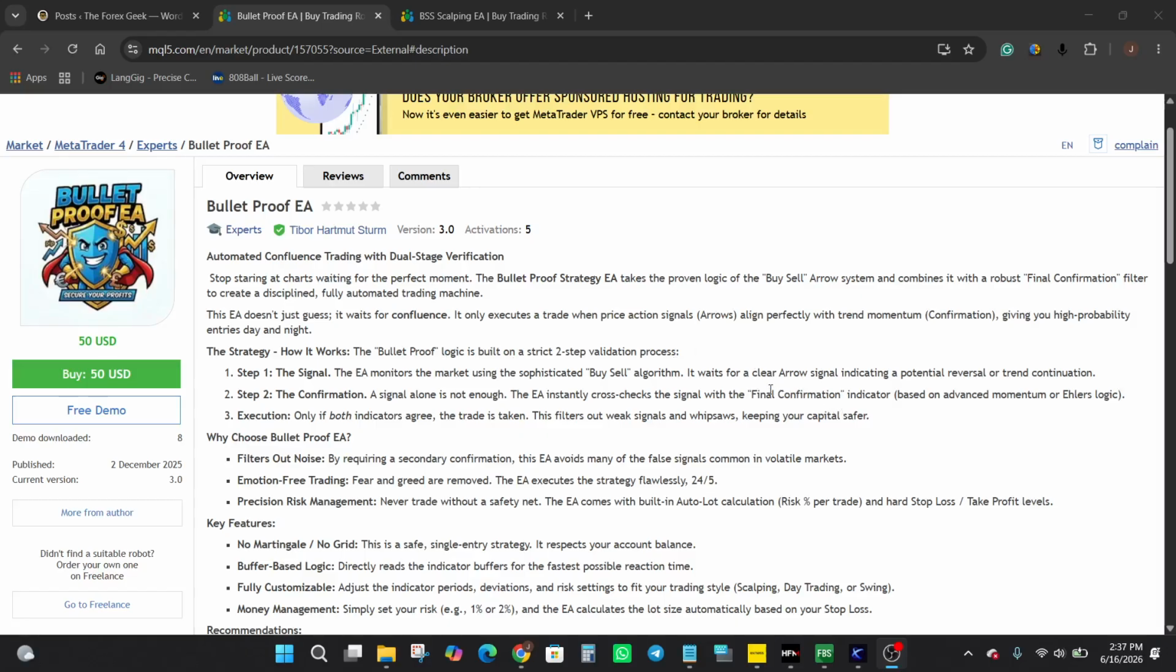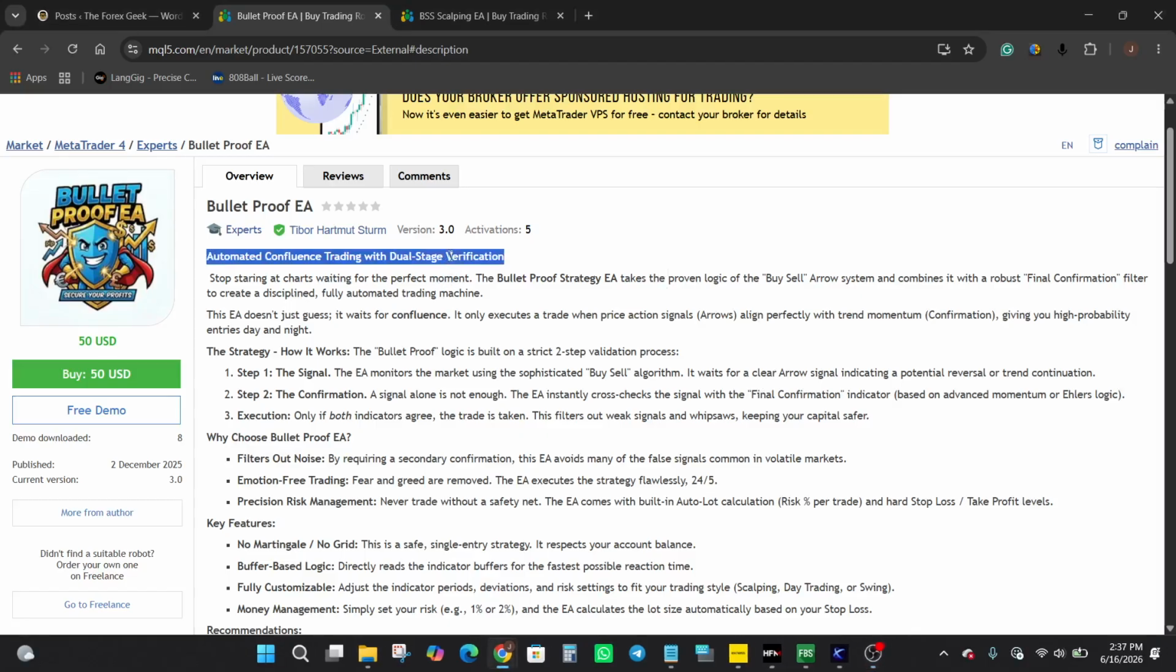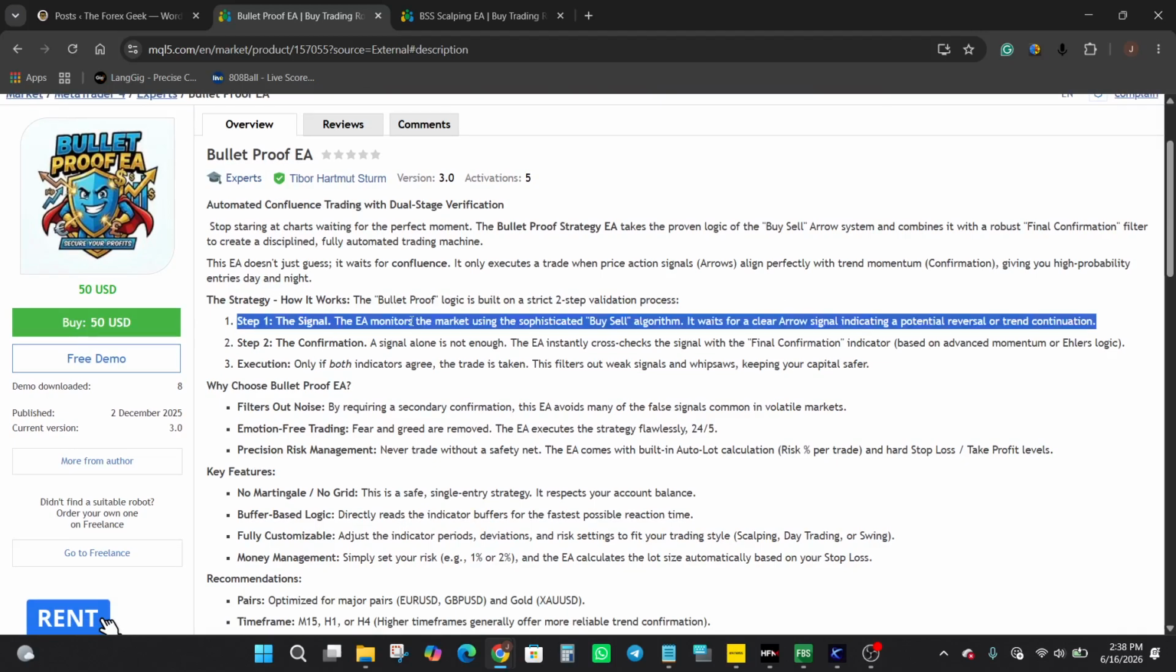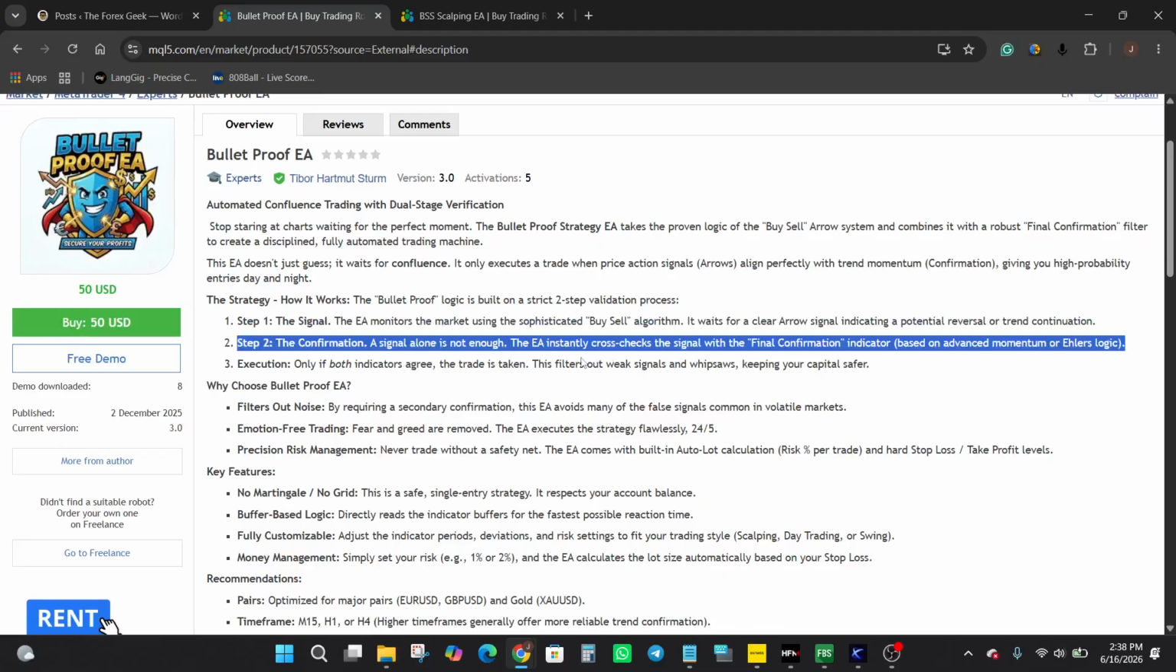The core idea is that the EA does not rely on a single signal before entering a trade. Instead, it follows what the developer describes as a dual stage verification process. According to the information provided, the first stage involves monitoring the market using the buy sell arrow system. The EA waits for an arrow signal that may indicate either a potential trend continuation or a possible reversal opportunity. The second stage is the confirmation process.